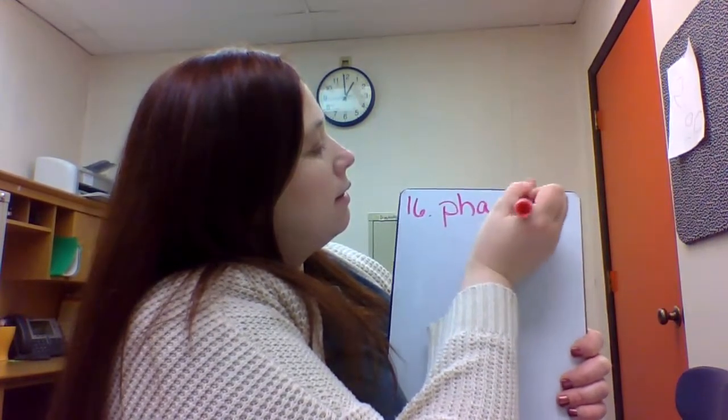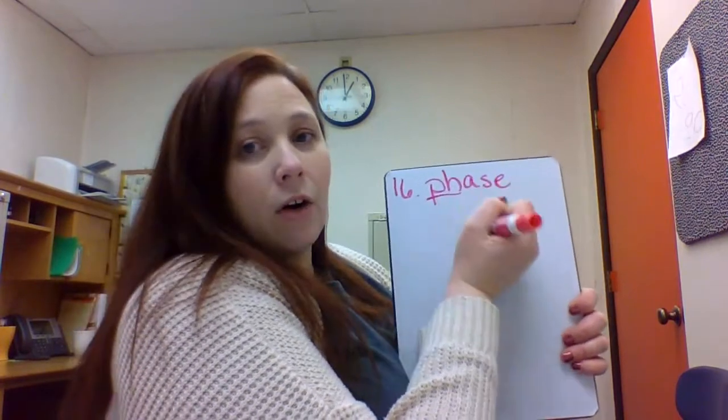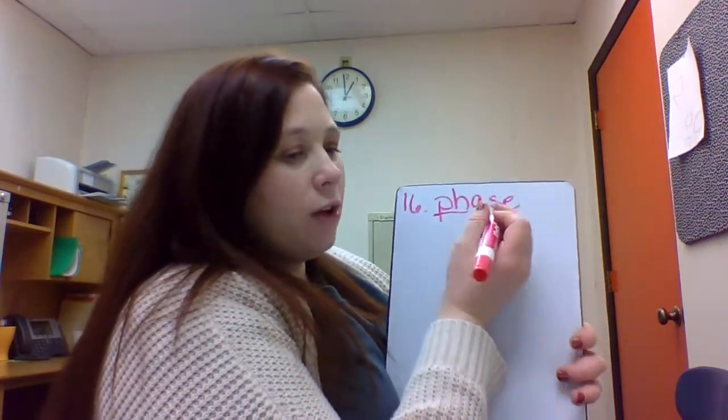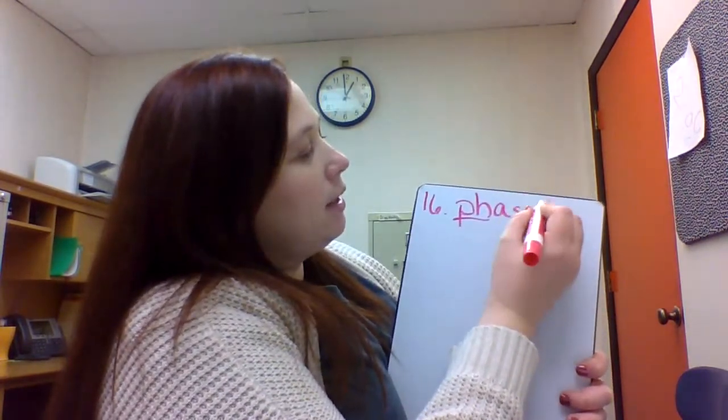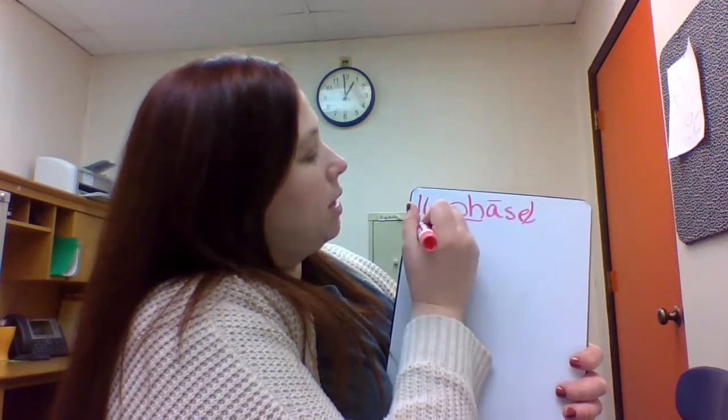All right, our first word to code is phase. Number 16, phase. We're going to underline our digraph PH, and then we have a consonant E. We cross off the E, the A gets a macron. Number 17, gopher.